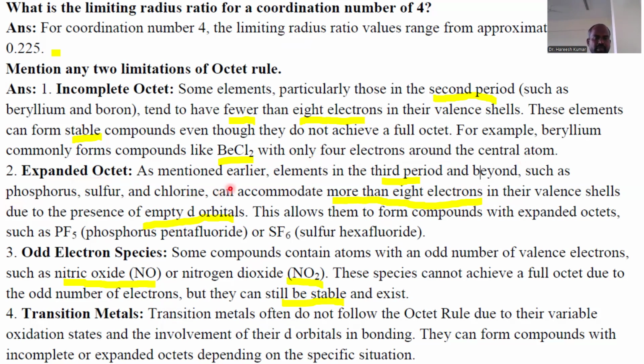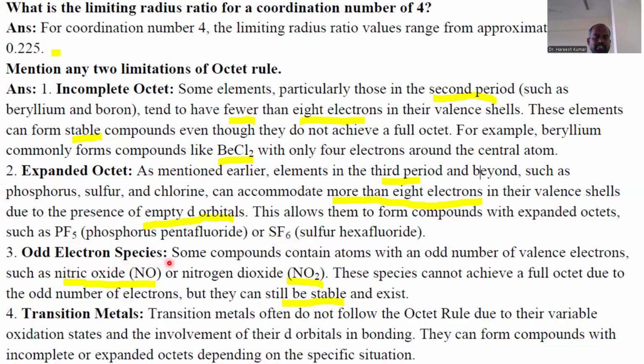Expanded octet. As mentioned earlier, elements in the third period and beyond, such as phosphorus, sulfur, and chlorine, can accommodate more than 8 electrons in their valence shell due to the presence of empty d orbitals. This allows them to form compounds with expanded octets, such as phosphorus pentafluoride or sulfur hexafluoride.